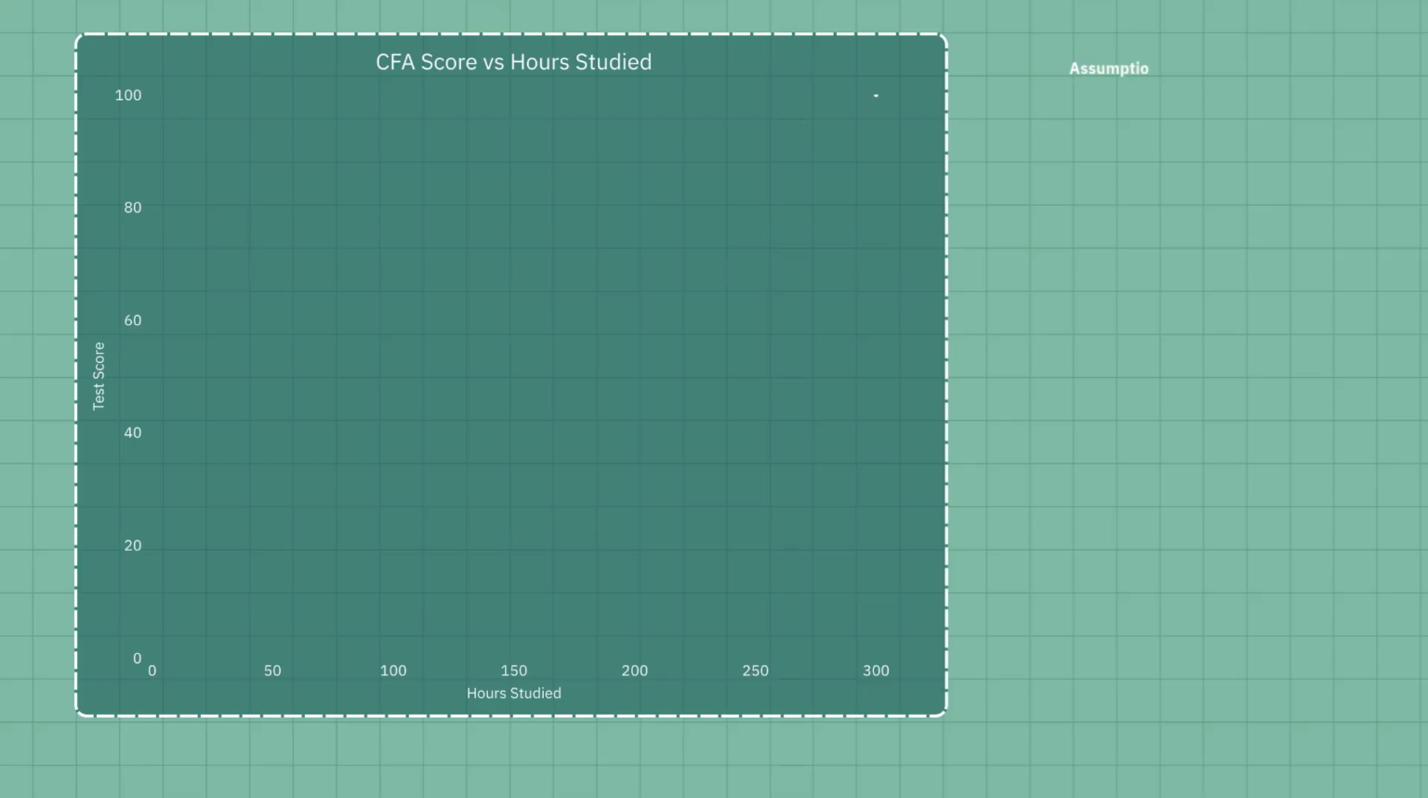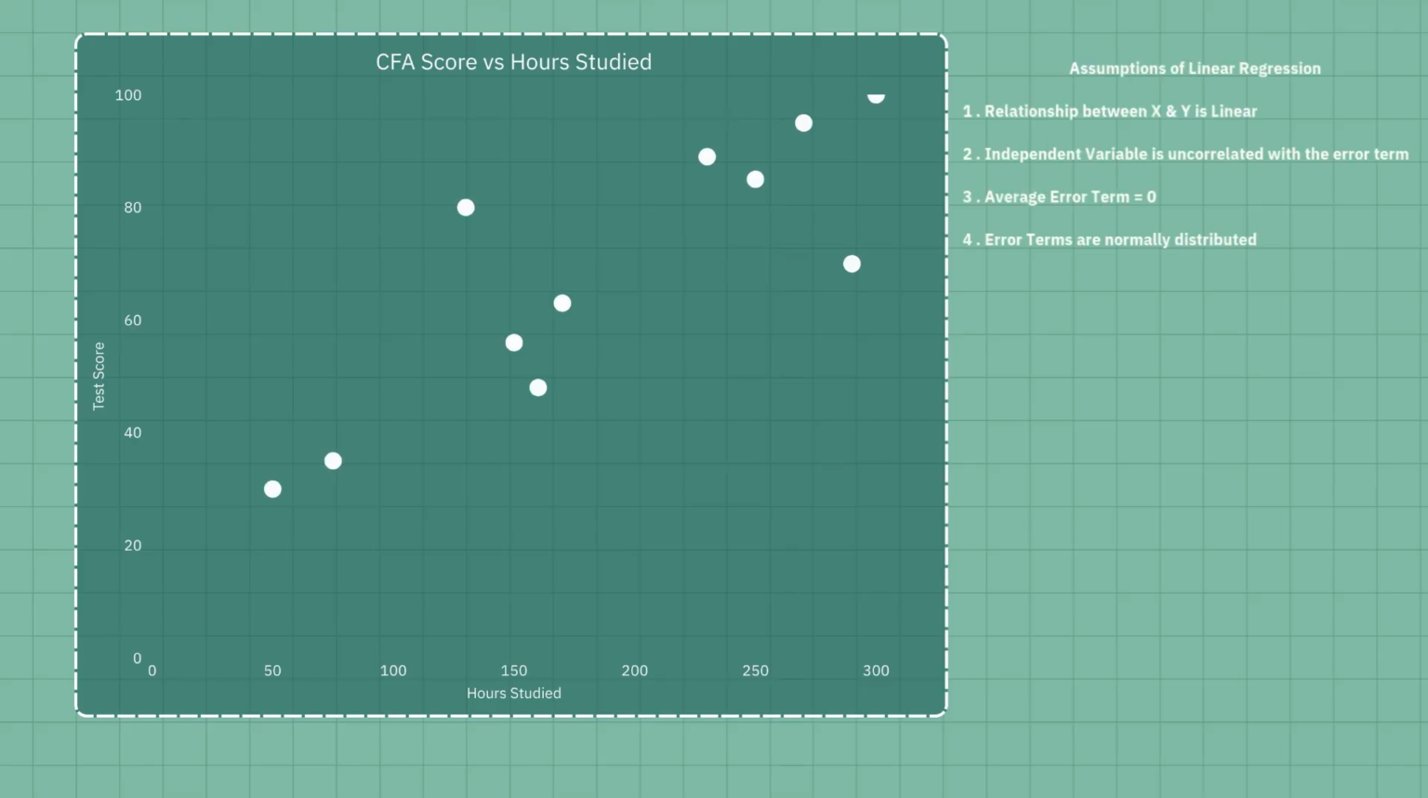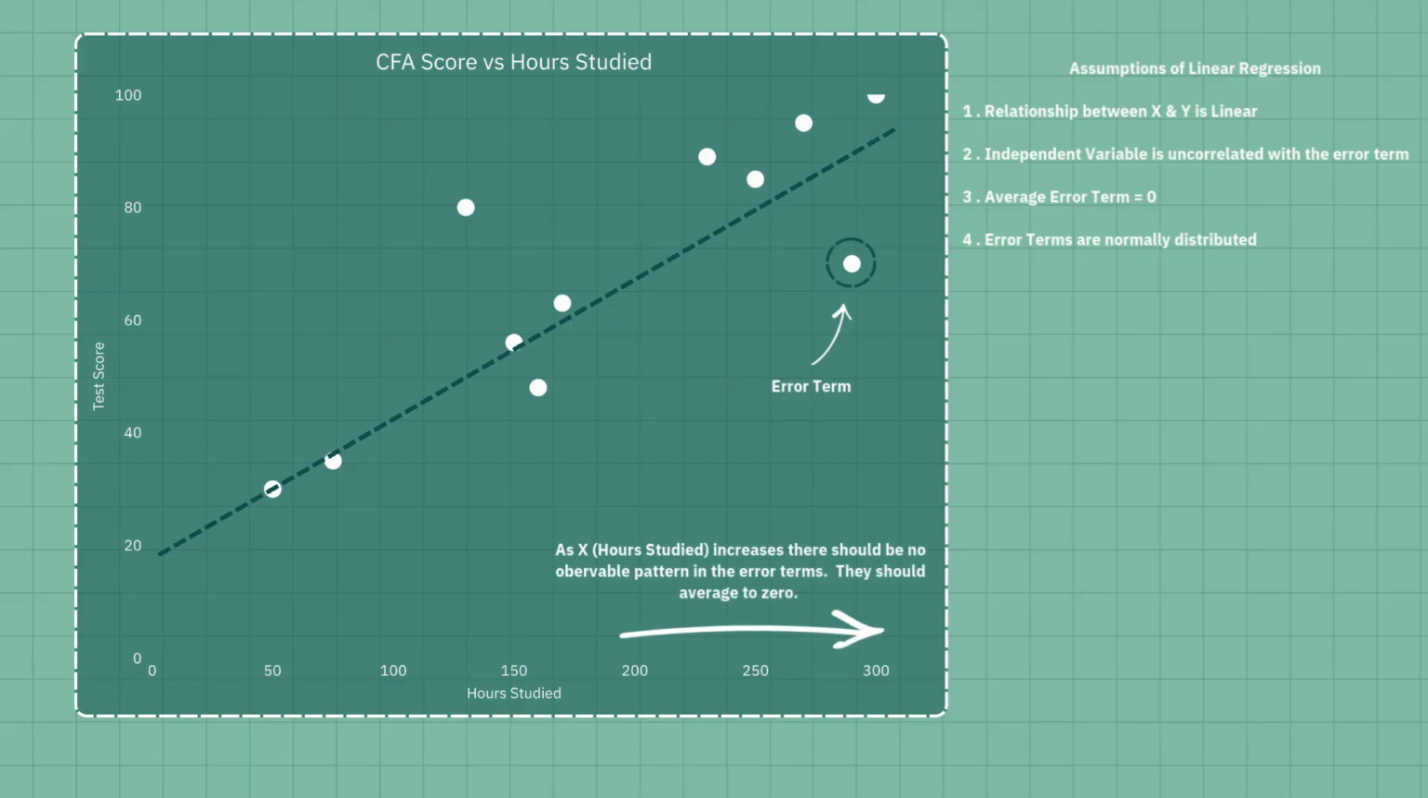The first and most intuitive is that the relationship between x and y is linear. If the true relationship curves or bends, a straight line won't capture it well. The remaining assumptions concern the error term. The independent variable should not be correlated with the errors. As x increases, the residuals shouldn't drift upward or downward in a pattern. The average value of the error term should be 0. The variance of the error term should be constant, a property called homoscedasticity. Errors should be independent across observations.